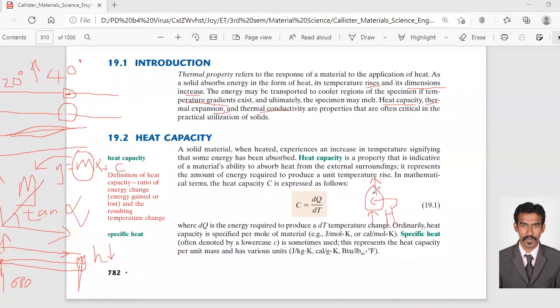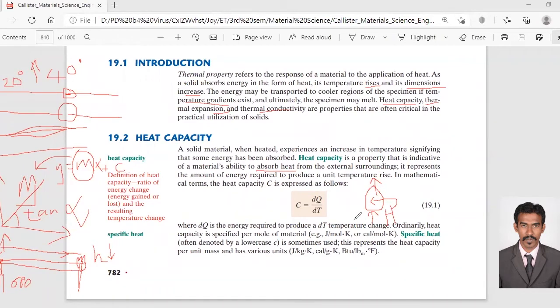A solid material, when heated, experiences an increase in temperature, signifying that some energy has been absorbed. So you are providing some heat energy, and the material absorbs that heat energy, so the energy of the material is increasing. Heat capacity is a property that is indicative of a material's ability to absorb heat from the external surrounding.